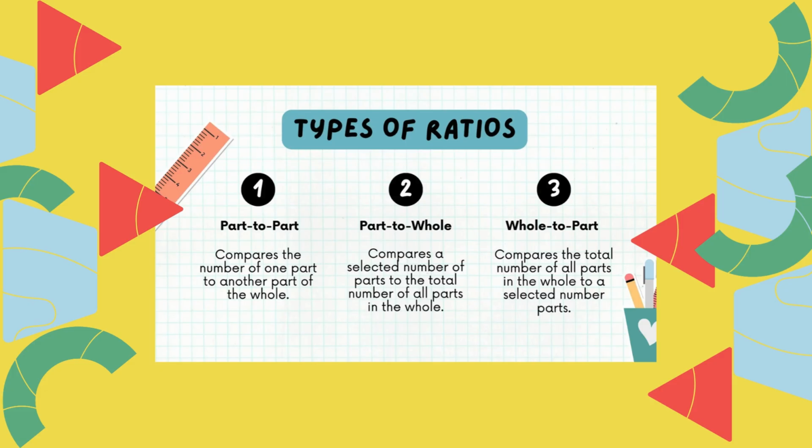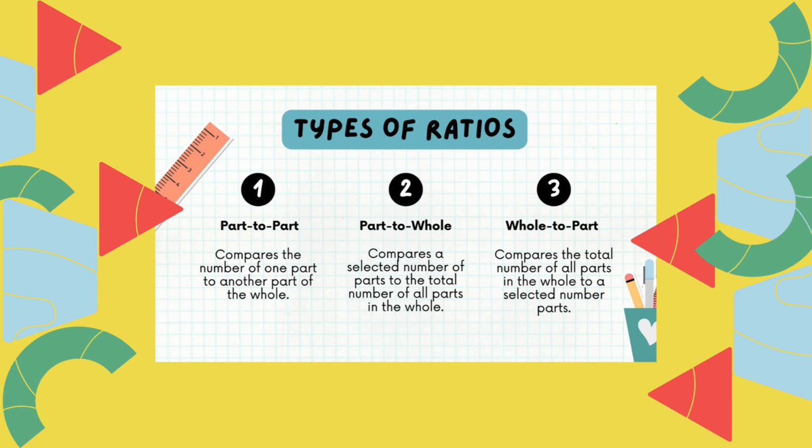Okay, types of ratios. There are three types of ratios. The first one is part to part. In part to part, you're comparing the number of one part to another part. So again, you're comparing two red calculators to three yellow calculators, part to part. The second type is part to whole, where you're comparing a part of the total to the whole. So in this case, I could say two red calculators to five total calculators.